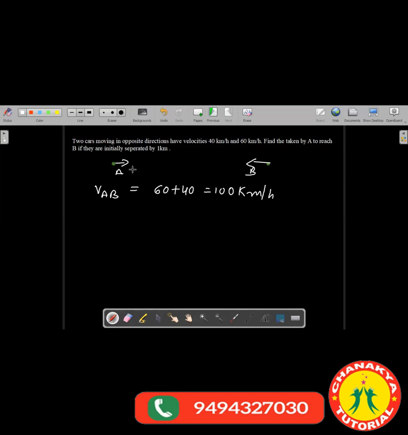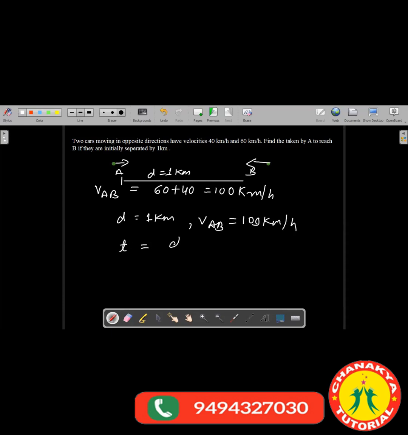So that means the distance between these two, if A is traveling towards B, it will appear that A is traveling with a speed of 100 kilometer per hour. Or it will appear to A that B is traveling with the speed of 100 kilometer per hour. You have to travel a distance of just 1 kilometer. So you have distance as 1 kilometer, speed or the relative velocity given between them is 100 kilometers per hour. So now we can find the time.